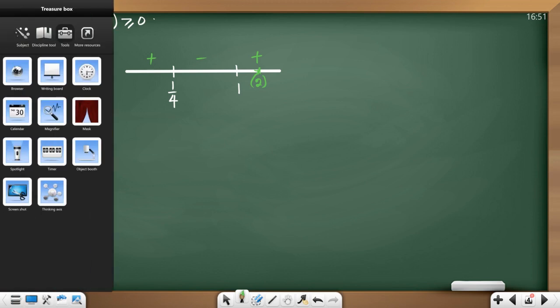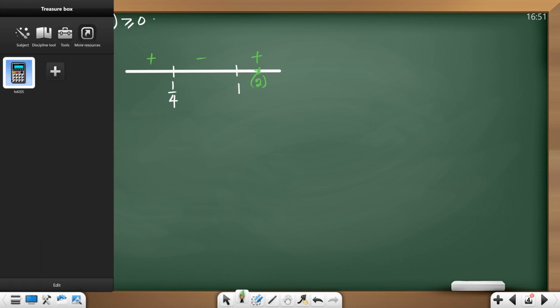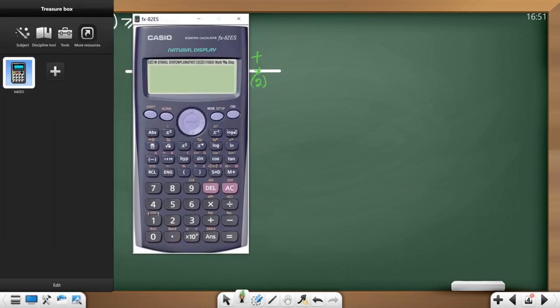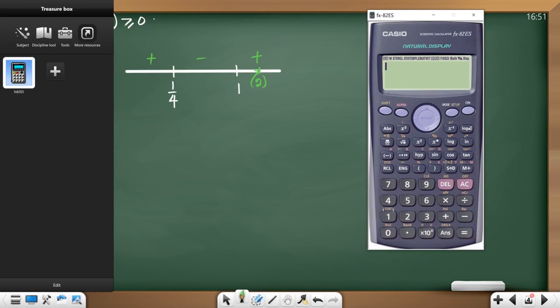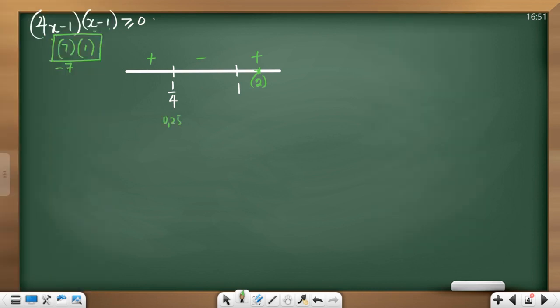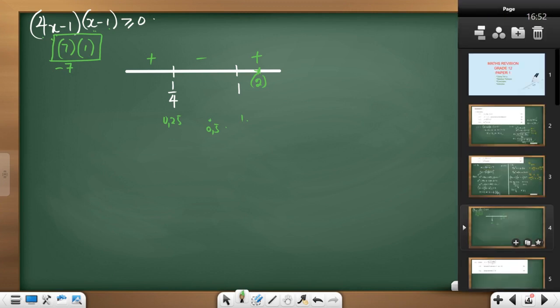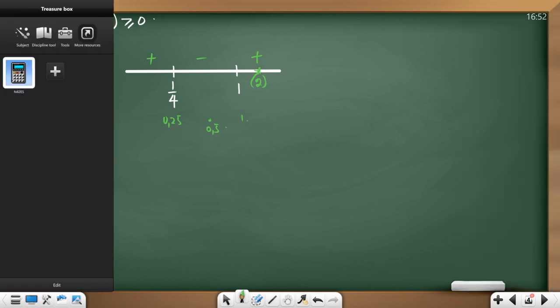All right. A number between 1 over 4 and 1 would be half, because that's 0.25 and that's 1. So any number here, we can use 0.5. Let's check what we are going to have if we use a 0.5. This is just trying to go into details. I've already gotten my answer.